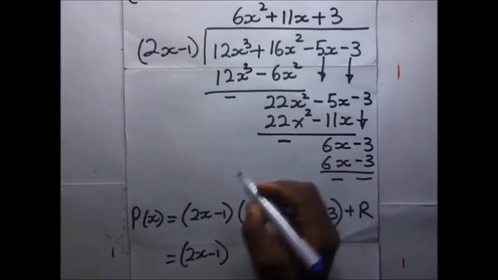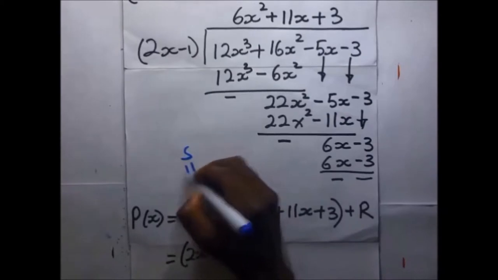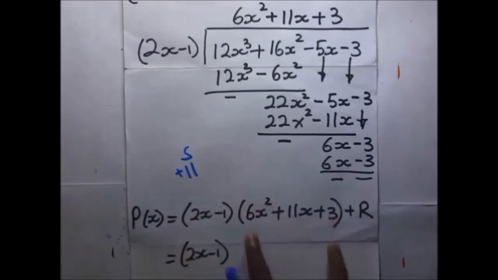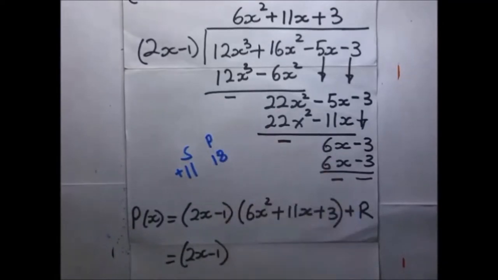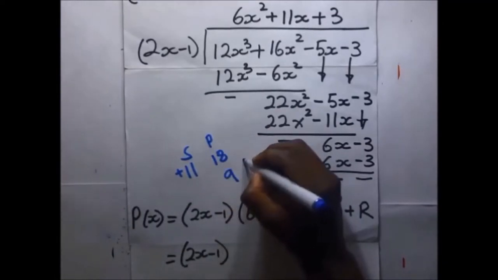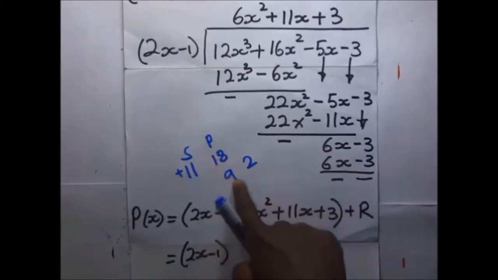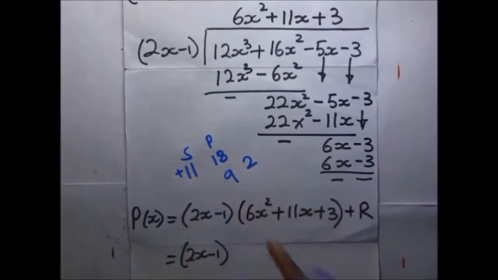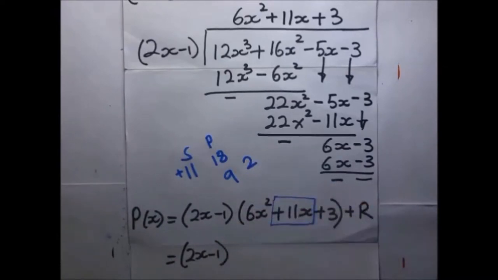So these two numbers, when we add, should give us a sum of positive 11, and a product of 6 times 3, which is 18. And a product of 18. These two numbers are 9 and 2. 9 times 2 is 18, and 9 plus 2 is 11. So these two numbers are the ones going to replace that middle bit.